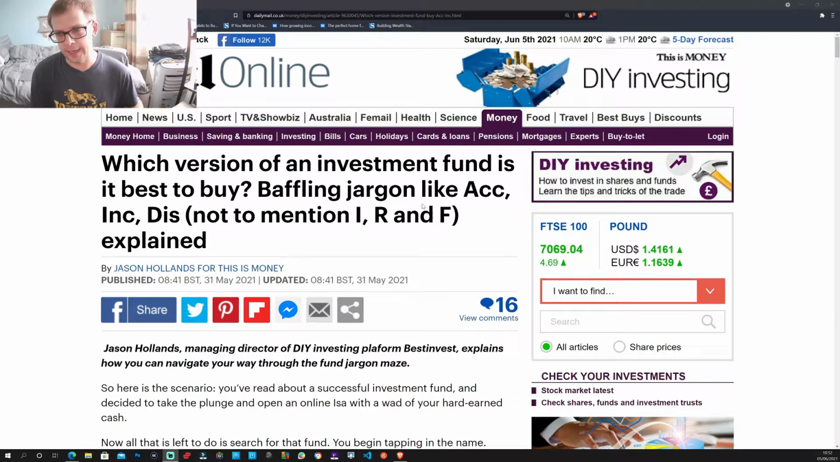Baffling jargon like ACC, which I think does mean accumulation funds, which means the dividends reinvest into itself. So that means you would have to sell out your position slightly to get hold of those dividends, which is something I personally don't want to be doing. I want to hold my position and then have it dripping off personally.